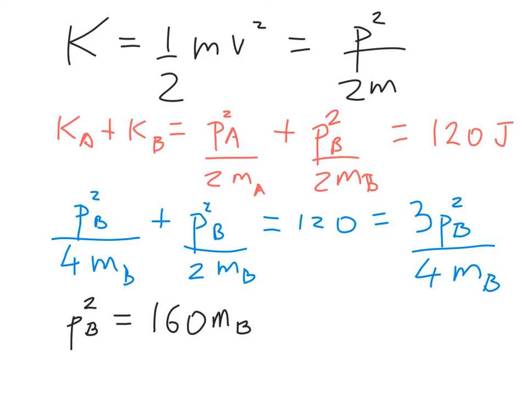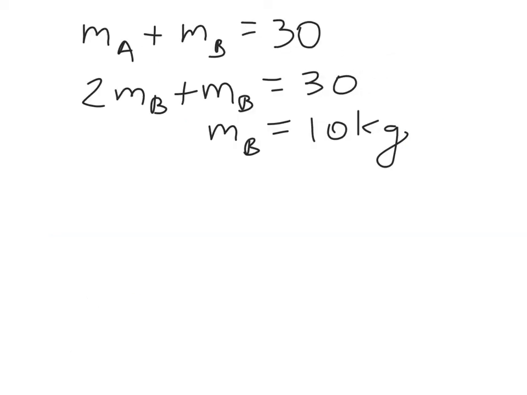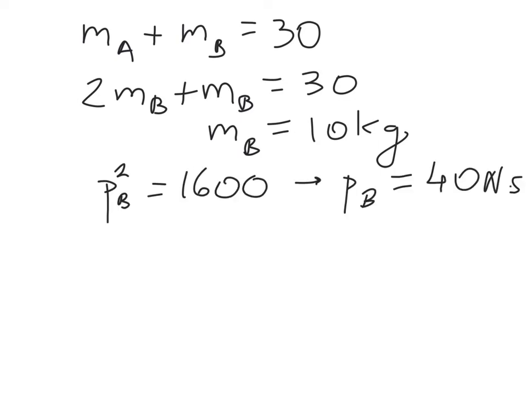Now to go further, we need to use that last piece of information, which was that the total mass, MA plus MB, was 30 kilograms. Using that piece of information, along with the fact that the mass of A is 2 times the mass of B, we find that the mass of B is 10 kilograms. Plugging this in, we have that PB squared is equal to 1600, or in other words, PB is equal to 40 newton seconds. That is the magnitude of the momentum of B. Thus, PA would also have the same magnitude.